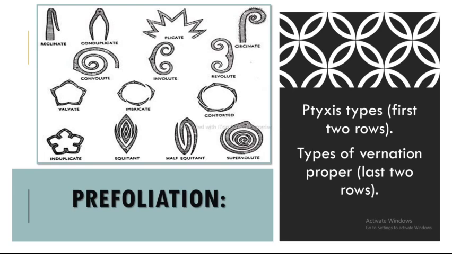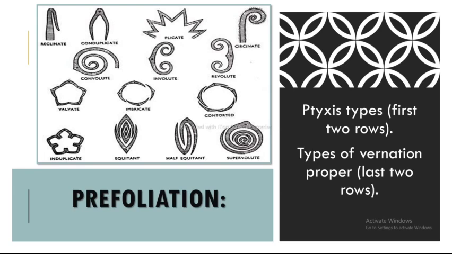So the next type of the ptyxis is the circinate. In the circinate ptyxis, the leaf is rolled from the apex towards the base, like the tail of a dog or as in the ferns. Next type of the ptyxis is convolute. In convolute ptyxis, the leaf is rolled from one margin to the other, as in the banana, aroids and pennywort, musa, and the members of the Araceae.